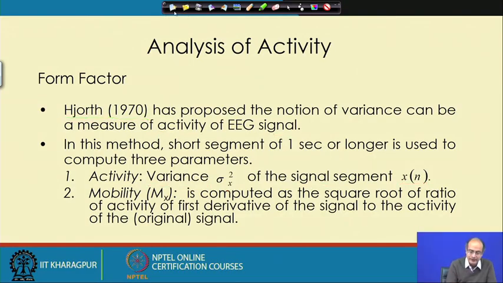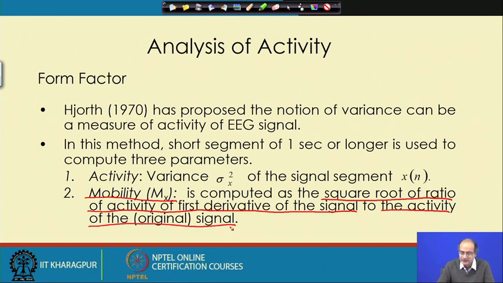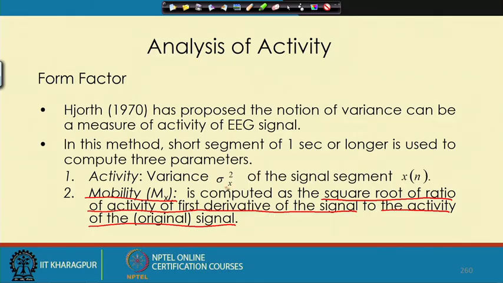Next, they have suggested that we should take the mobility. He has defined something called mobility of the signal. Now, mobility is nothing but the square root of the ratio of the activity of the first derivative of the signal to the activity of the original signal. That means, what mobility is looking at is, if we take the first derivative of the signal, how much activity is there in that derivative signal with reference to the original signal. So, for that purpose we have taken the ratio and we have taken the square root.